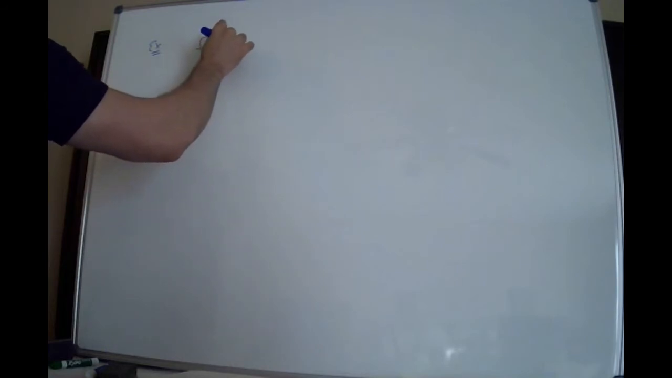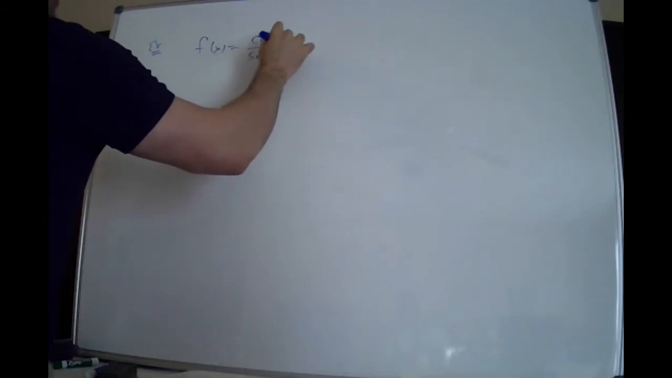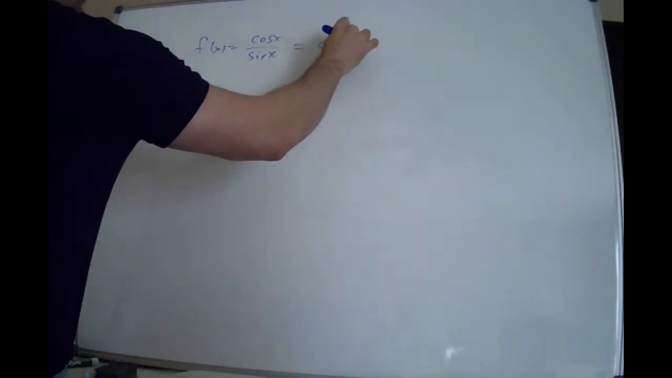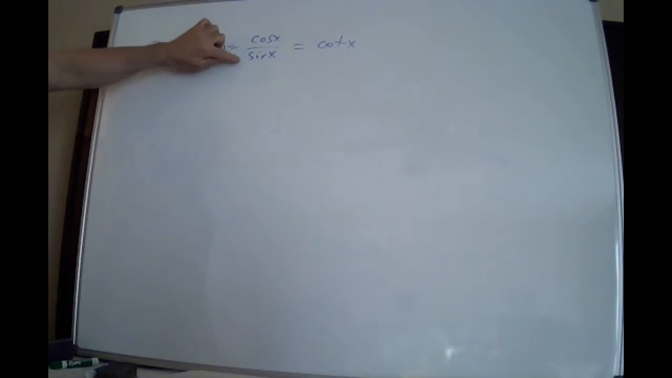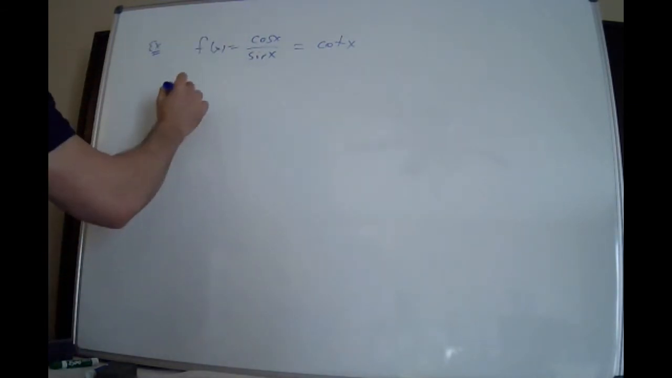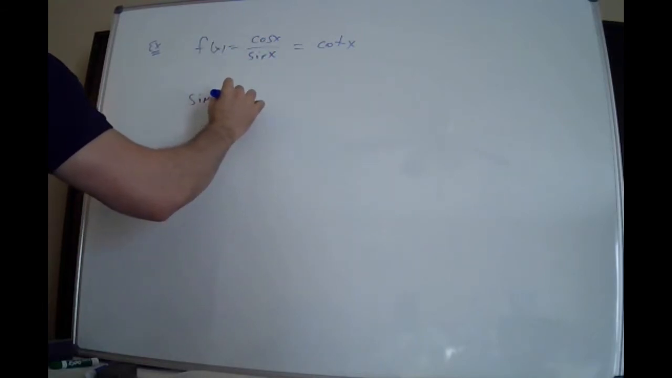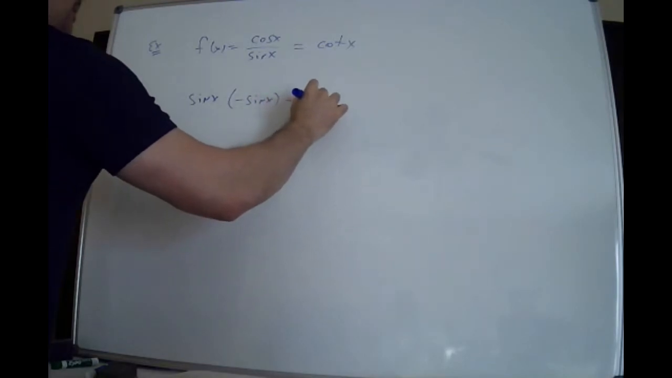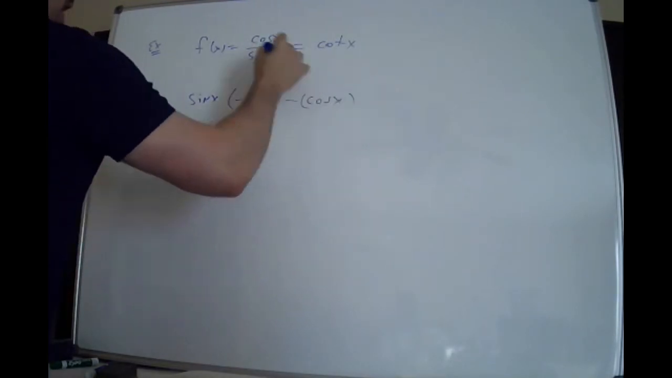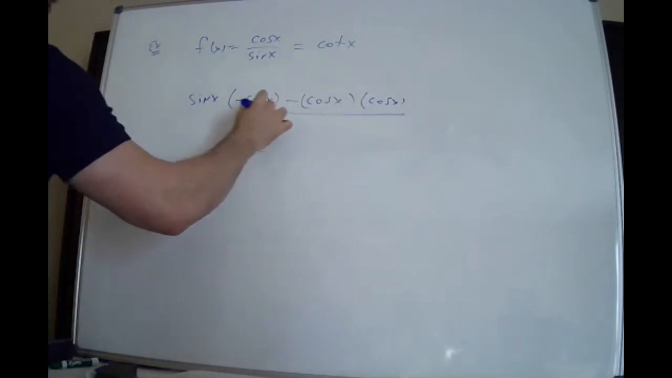All right, I'm going to give you cosine over sine, which is cotangent. I want to know what the derivative of cotangent is. So first I rewrite cotangent as cosine over sine, and now I'm going to use the quotient rule, which is bottom, derivative top. Now derivative of cosine is negative sine, minus the top times the derivative of the bottom all over the bottom squared.